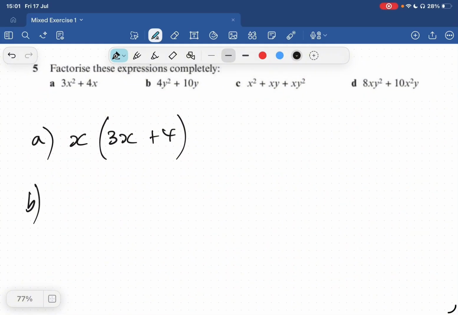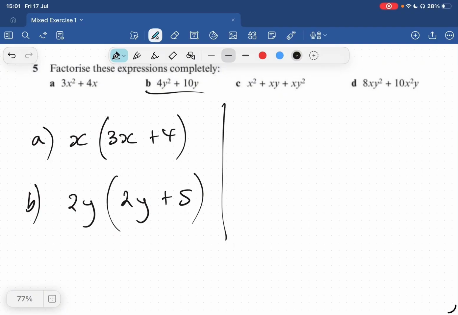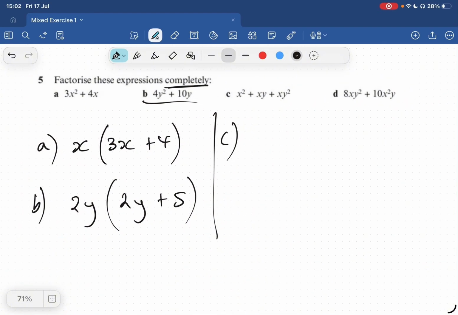Okay, part B, I can see a y is shared in both, but then also a 2 because both are even numbers. Okay, now 2y plus 5 on the inside, because if we were to expand this, we'd come back to what we need. Okay, and 2y and 5 definitely don't share anything, so that's how we know that they're completely factorized. Okay, now here, great point. We know there's an x in all of them. Okay, so we open that up, and then on the inside we get x plus y squared.